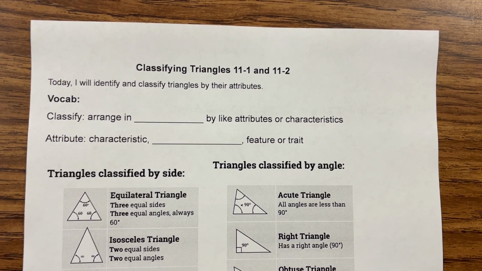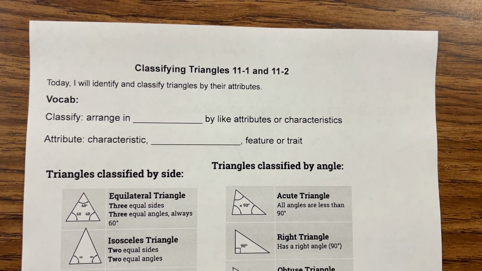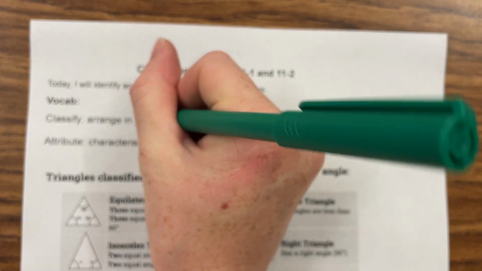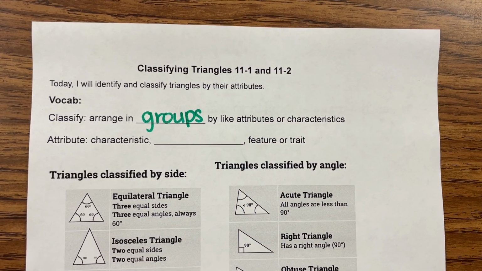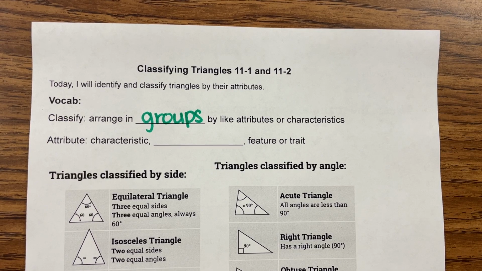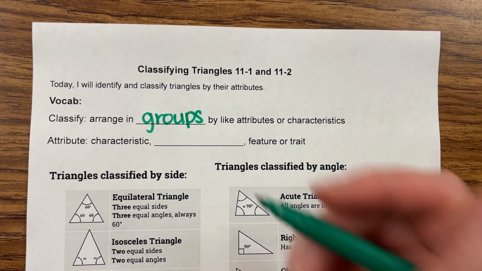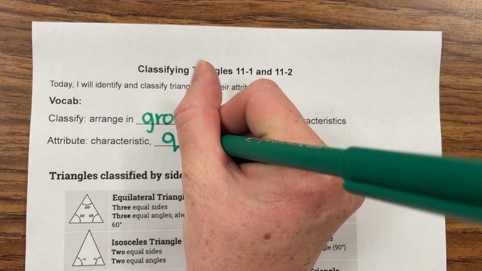So classify is arranging groups by like attributes or characteristics. Our second word is attributes. That's the characteristic, quality, feature, or trait.